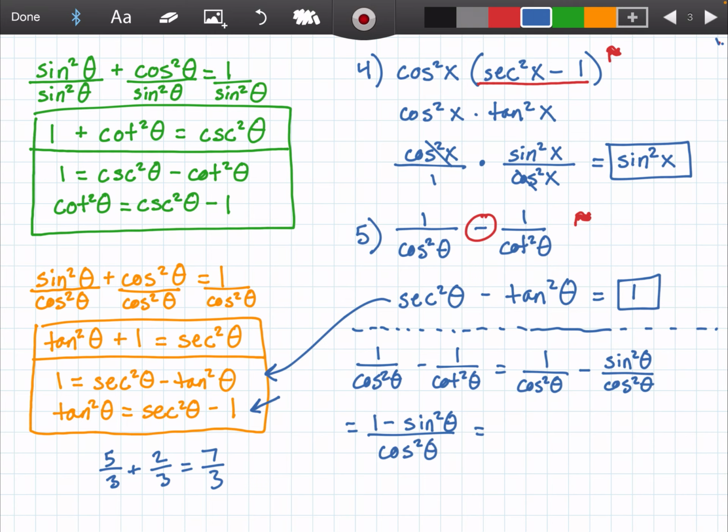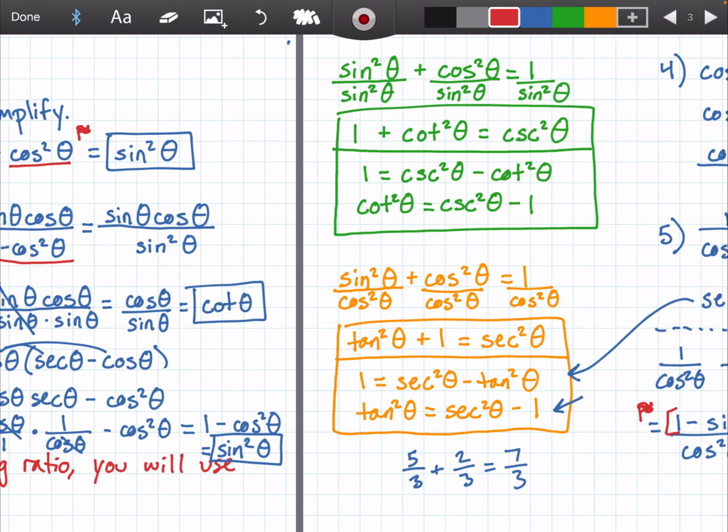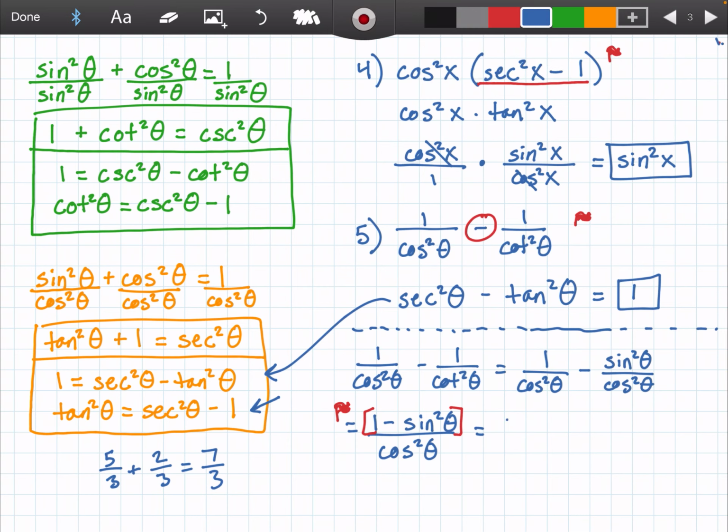Hey now, check that out. 1 and a squared identity, red flag. You don't have to draw these red flags, by the way. I'm just doing it because it's fun. 1 minus sine squared. That is cosine squared, according to my list over here. So I get cosine squared theta over cosine squared theta. Hey, that cancels itself out, and I'm left with 1. Like I said, multiple ways to do these problems. Just gotta pick which one you like.